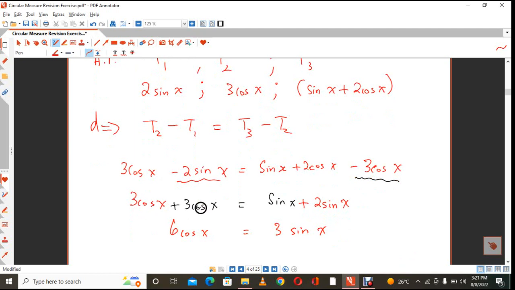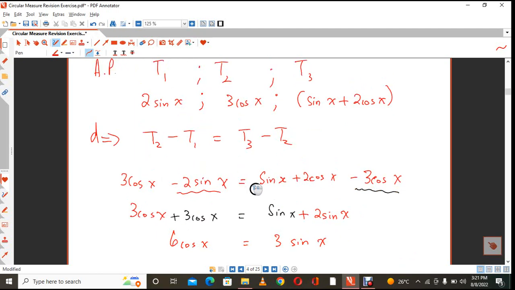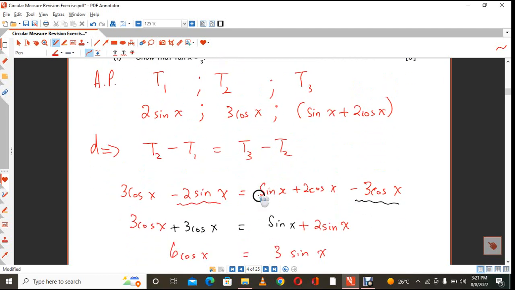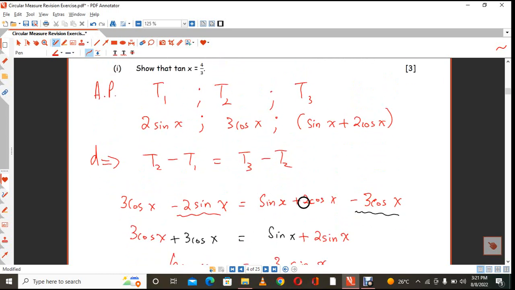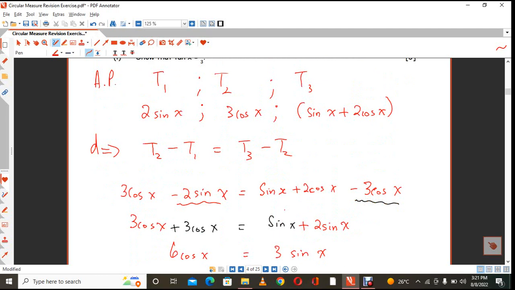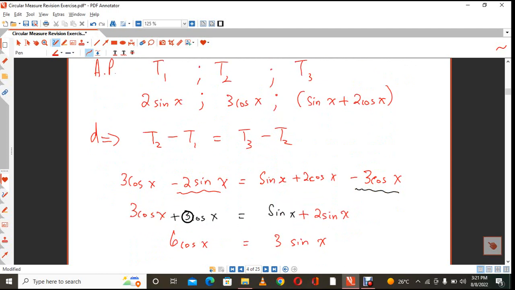So we are nearly there as far as our answer is concerned. You have 2 sine x, that is sine x, and then you have the cos x, we are not done. The cos x is 3 cos x plus that 3 cos x, and then you have another 2 cos x. Can you see this one? Another 2 cos x here. So this 2 cos x should also be subtracted because it's positive, so you're going to subtract it there. Okay, good.